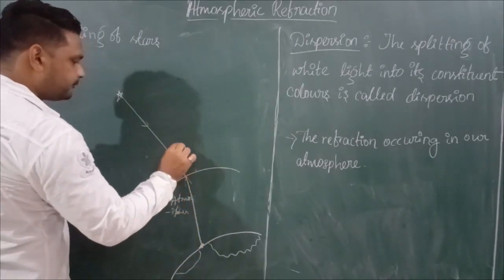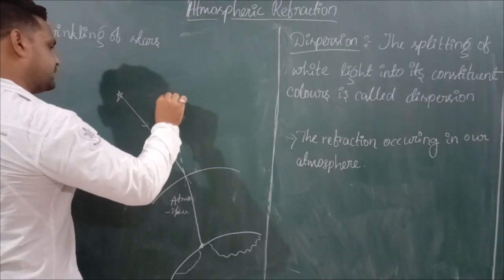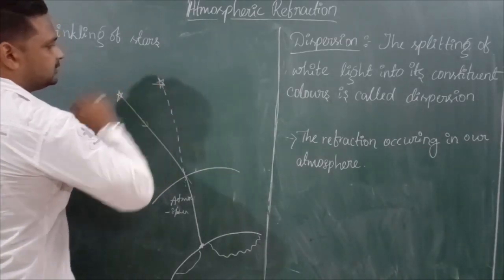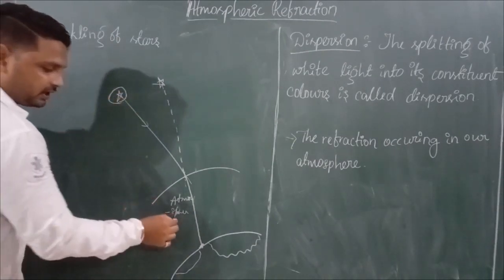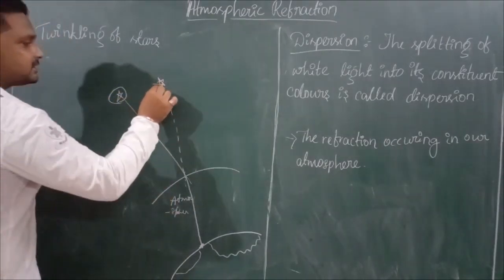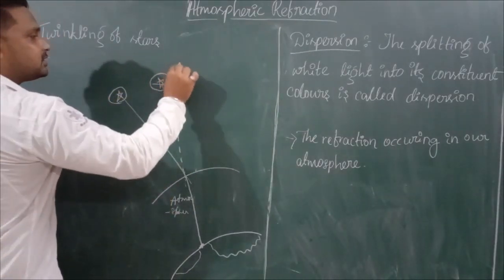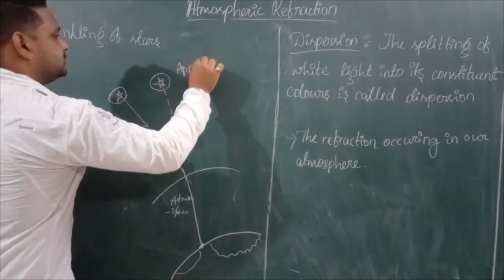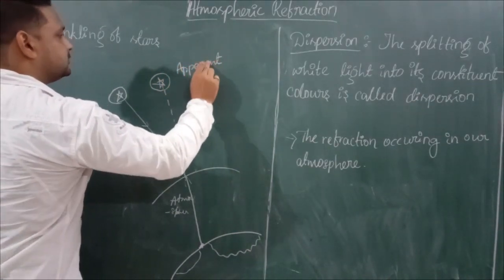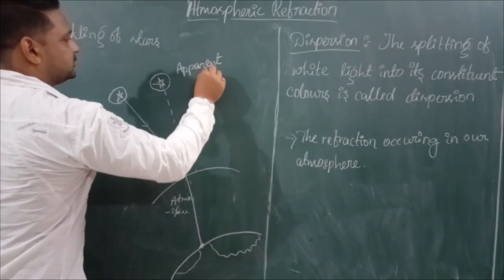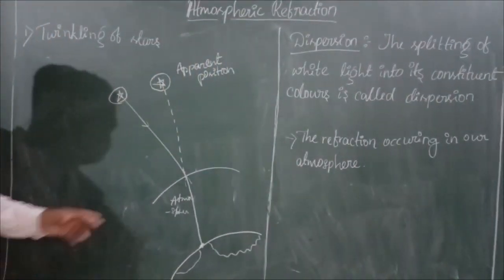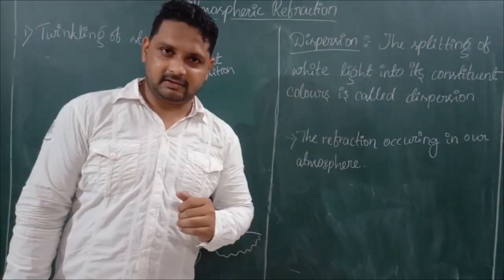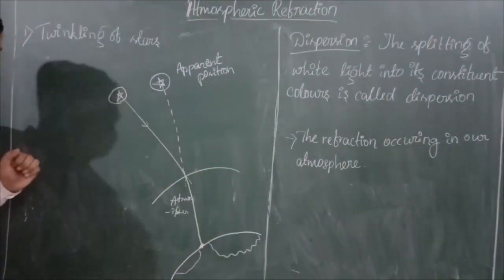to be here. So the star is actually here, but due to atmospheric refraction, we are seeing the apparent position of the star. But the question now is, why does the twinkling happen?